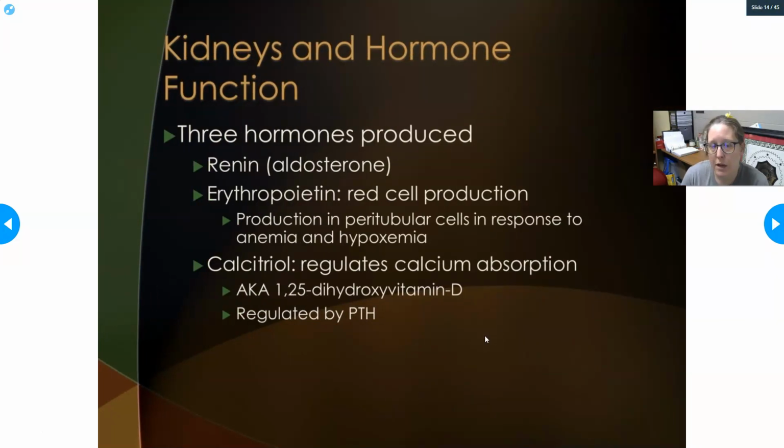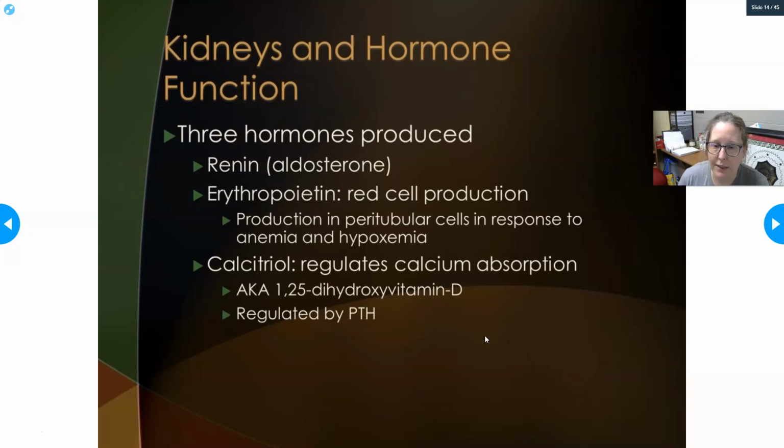There are three hormones involved. Renin, and of course aldosterone in reaction to that, are actually produced by the kidneys, whereas antidiuretic hormone, by the way, is produced by the pituitary. The other hormone that the kidney produces is erythropoietin for red cell production, and it happens in the peritubular cells in response to either anemia or hypoxemia. So it has detectors for the oxygen level in the blood, and if it feels like it's not enough, it's simply going to release erythropoietin to tell the body to make more red cells so they can carry more oxygen.